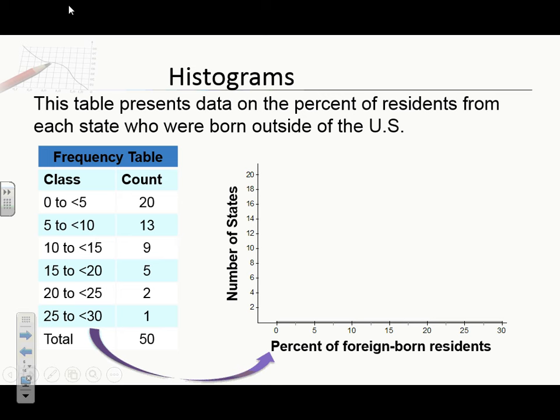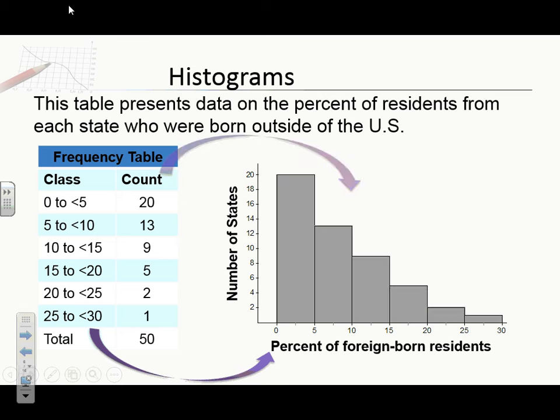And then from there, it's just to create the bars. So from 0 to 5 down here, I'd have a bar that has a height of 20. From 5 to 10, I'd have a bar with the height of 13, and so on. So once you've taken your data and put it into a frequency table, now you take that frequency table and create the bars on the associated histogram.